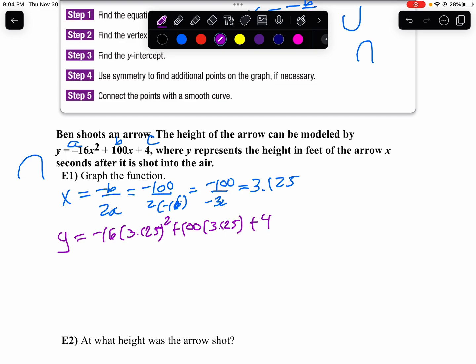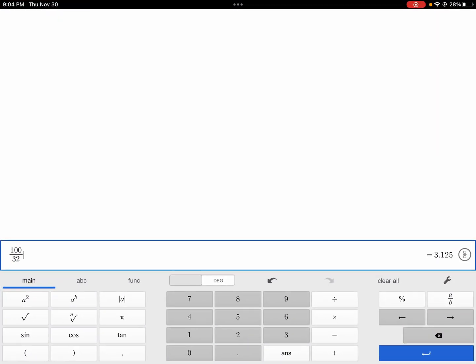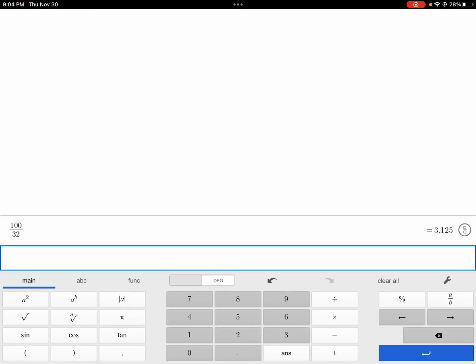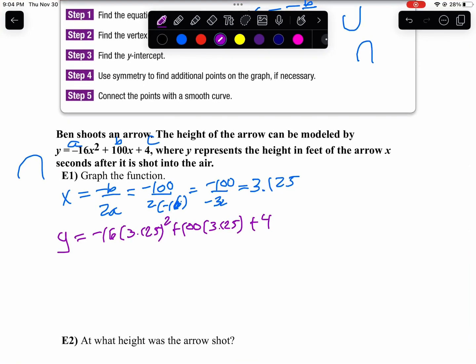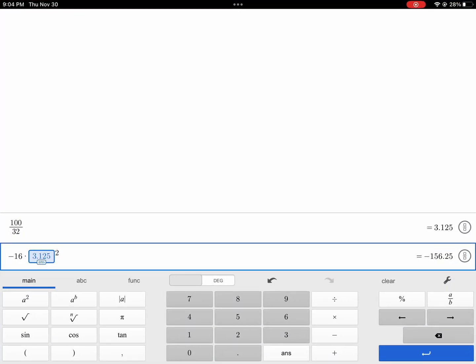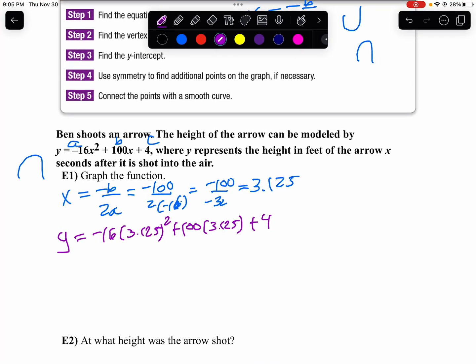Well, let's find that answer with our calculator. So we're going to say negative 16 times 3.125 squared, and then we're going to say plus 100 times 3.125 plus 4. And notice we get about 160.25.